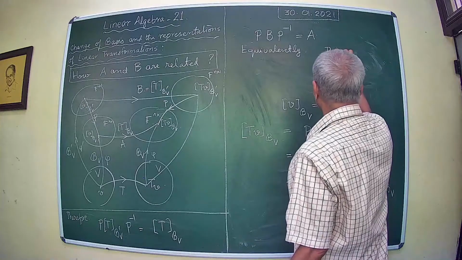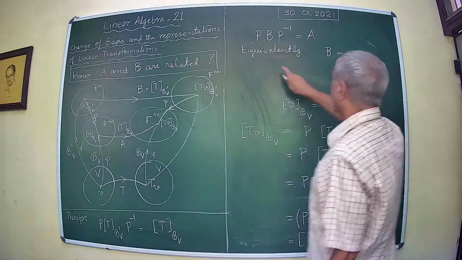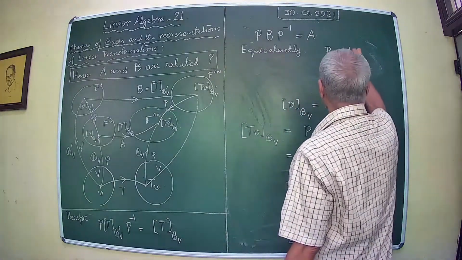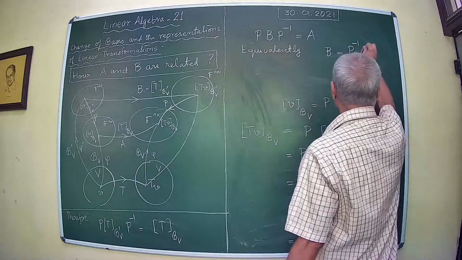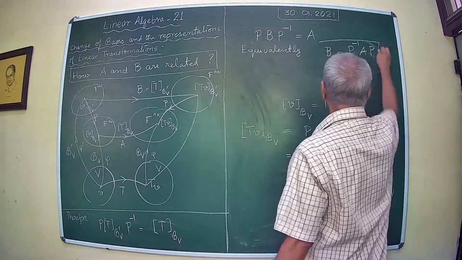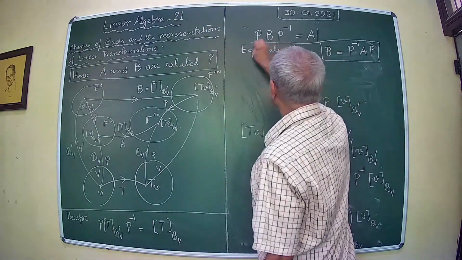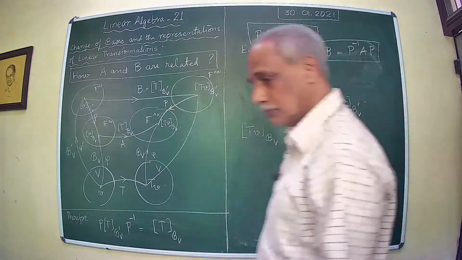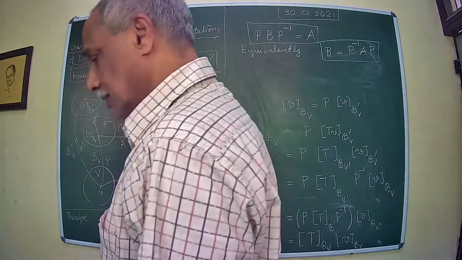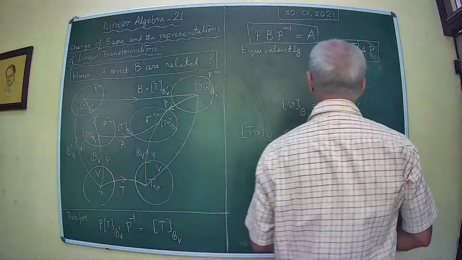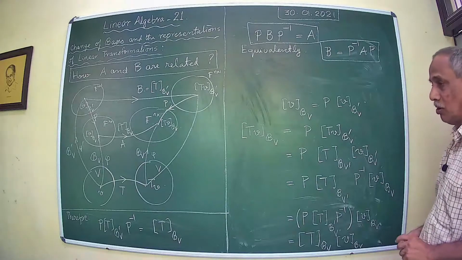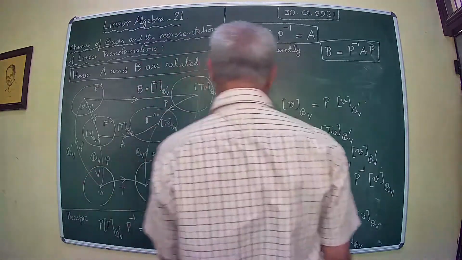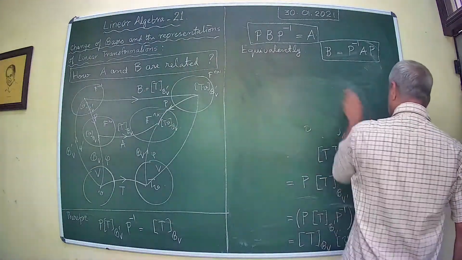B is equal to what you have now. You operate with the P inverse there. So P inverse A. So both are equal. This gives the connection between the two representations of T with respect to the ordered basis BV and BV prime. Okay. So we have worked out a simple scenario.